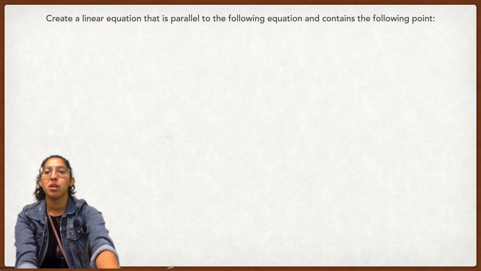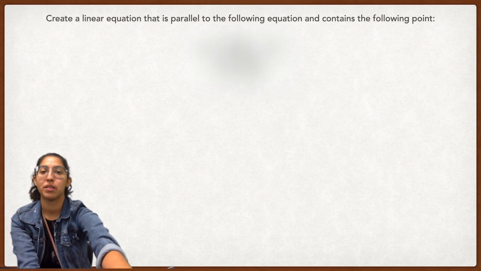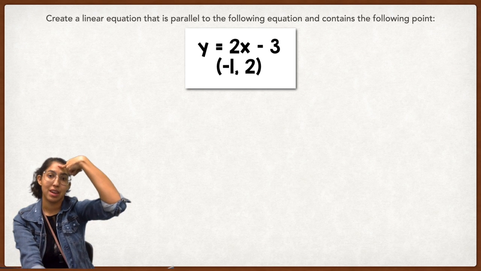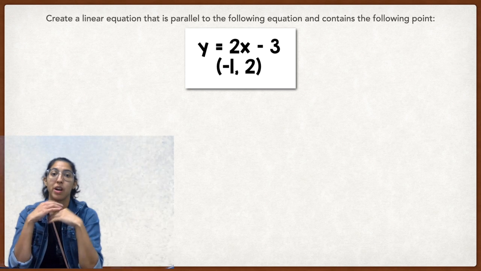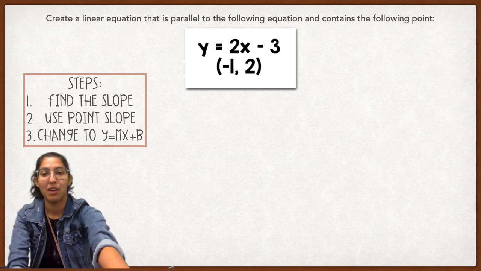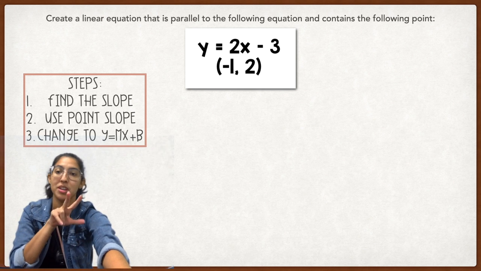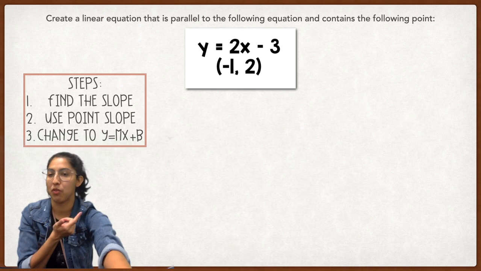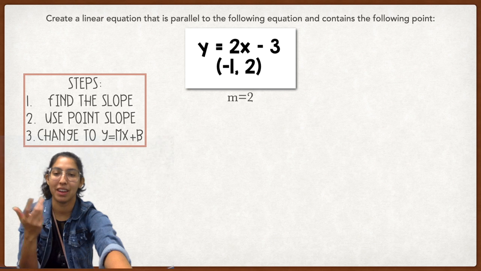So create a linear equation that is parallel to the following equation and contains the following point. So if we look, that sounds like point slope. We have a point, we have a line, an equation where we are given the slope. So that is point slope. Here are our steps. First step, find the slope. Second step, use point slope. Third step, change to y equals mx plus b. So essentially it's the same thing as what we've been doing. It's just now we're making a parallel line.